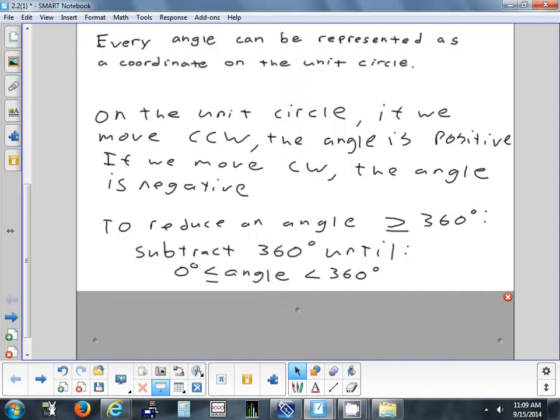Because all we care about is where we end up on the unit circle. We don't care how many times we went around to get to where we ended up. It's just where did we end up.